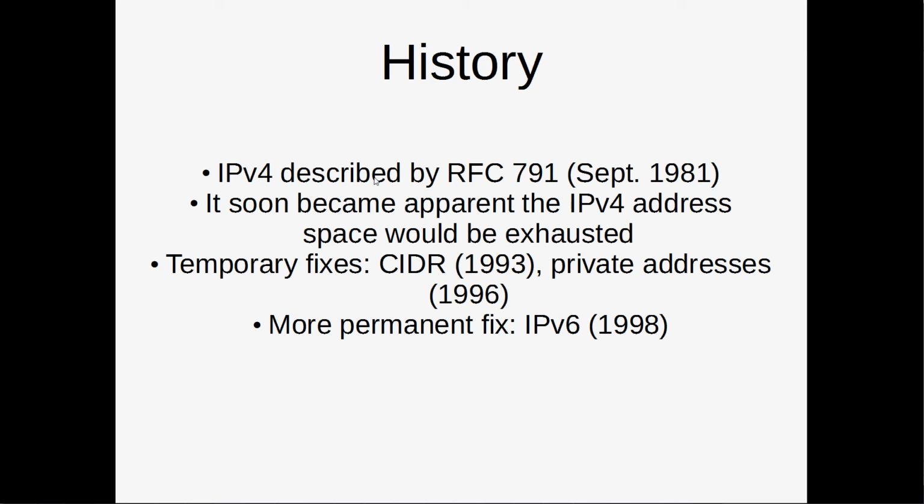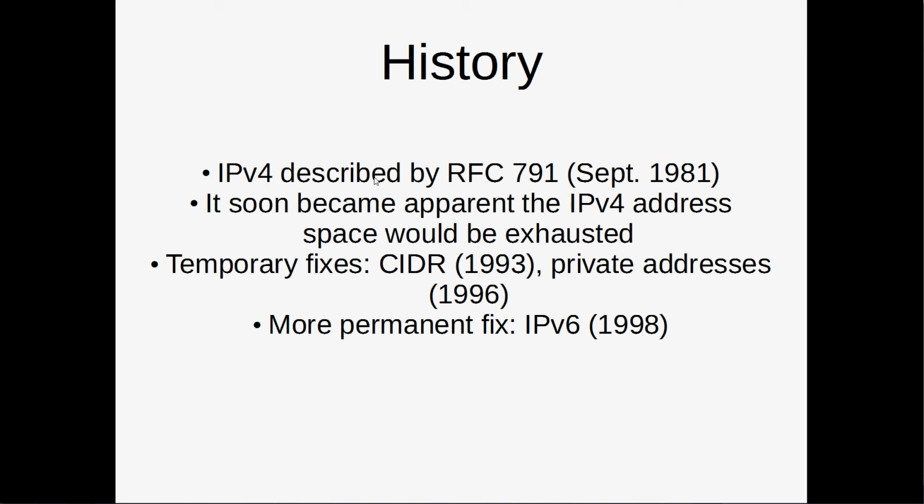There were temporary fixes for this. So IPv4 addresses were divided into Class A, Class B, and Class C addresses. So the first octet determined what class of networks you were in, and each class represented different size networks. So Class A networks allowed for about 16 million hosts. Class B networks allowed for about 64K hosts, and Class C networks allowed for 254 hosts.